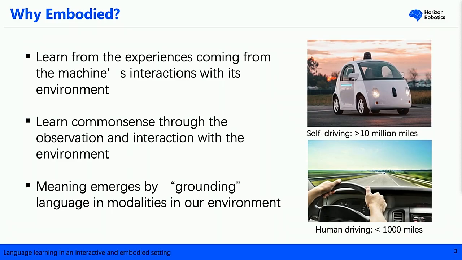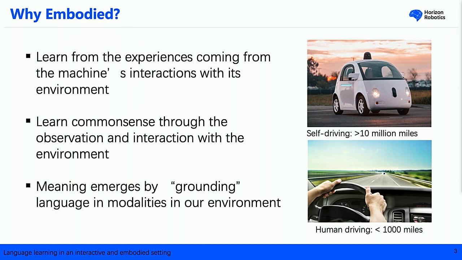One great example is the self-driving car. I think very recently, Waymo just announced that their total driving mileage has exceeded 10 million miles. Yet they are still not ready for full deployment. And we all know from our own experience that, as humans, we can learn to drive very well with just a few hundred miles of practice. What's the difference between machine and human here?